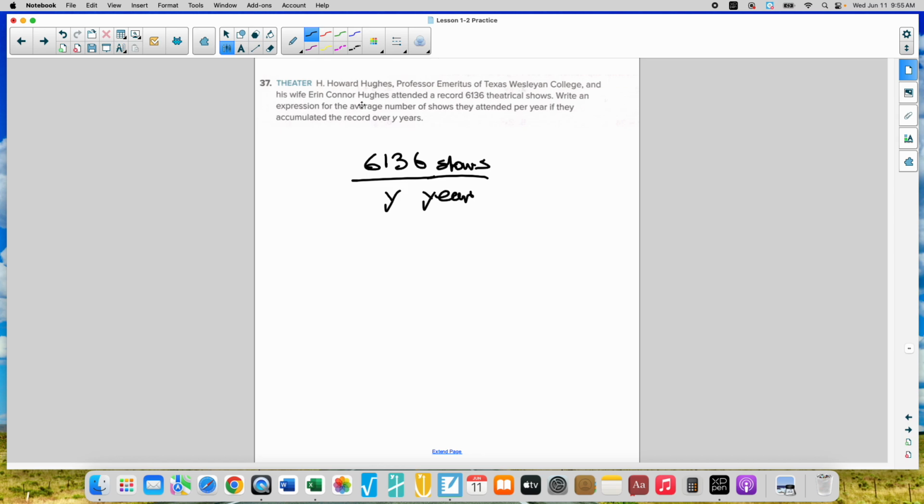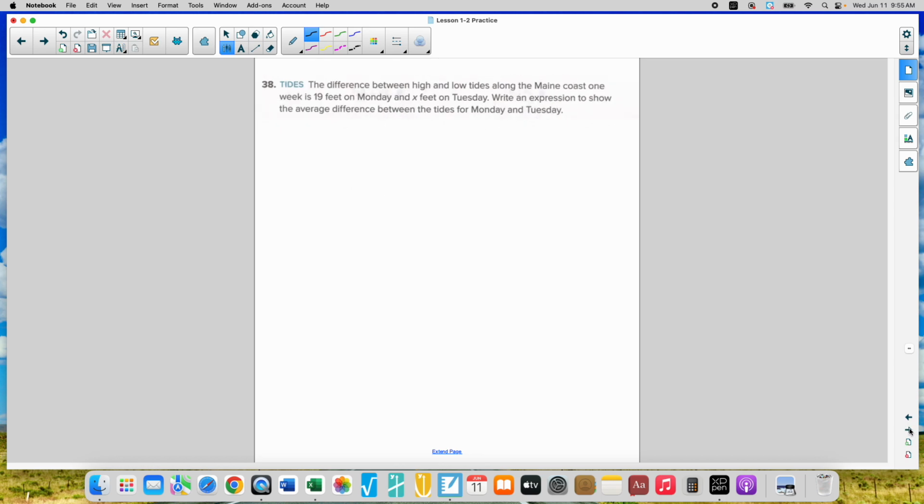So that was important to know. Attend per year, shows per year. So they want to know shows per year. So shows are in the numerator, years are in the denominator.